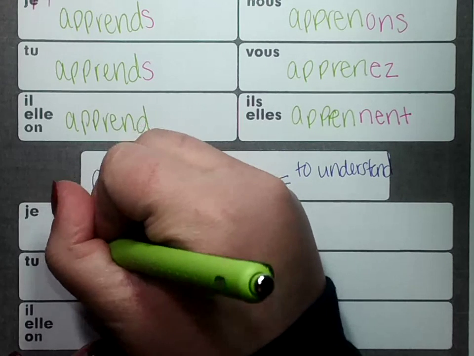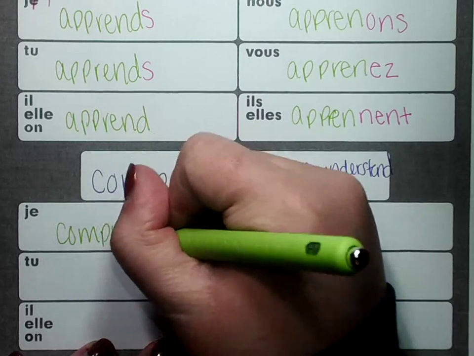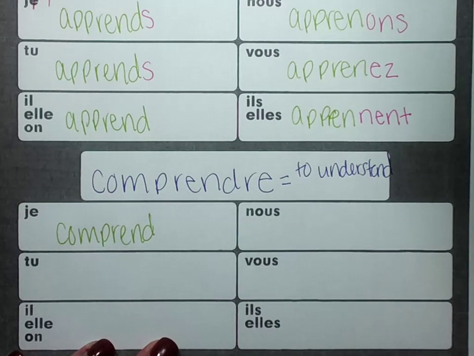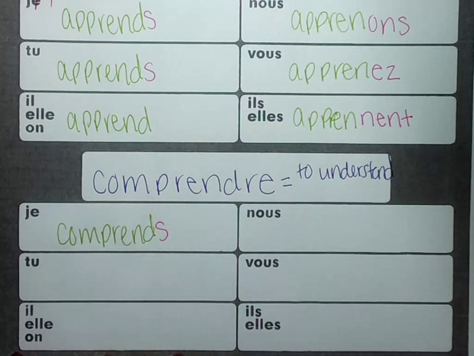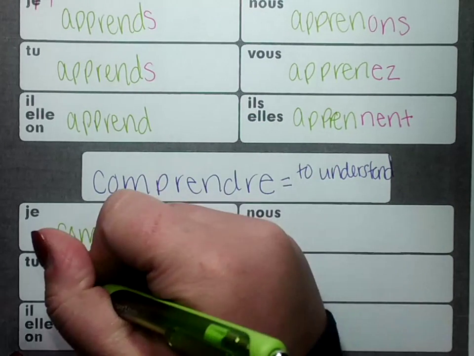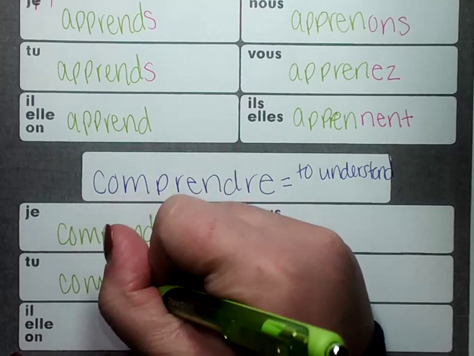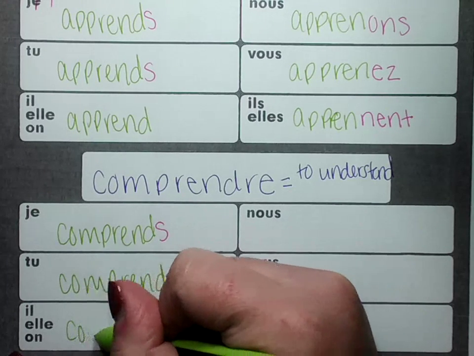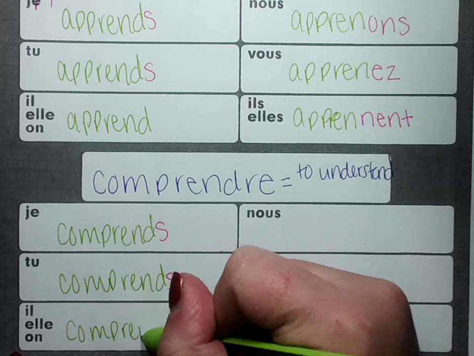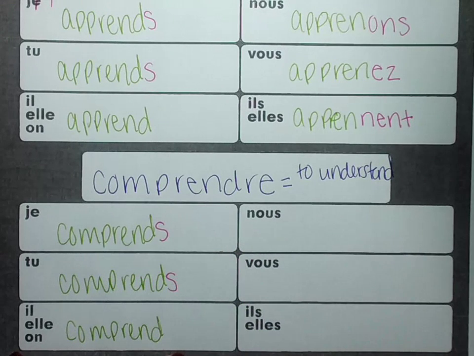So I'm going to write my stem down and then add my ending. So for RE verbs, remember it's just an S. For tu, write your stem and add your ending. So je comprends and tu comprends. I understand, you understand. Up next, il, elle, on comprend. Remember, you just write your stem, you leave it alone.